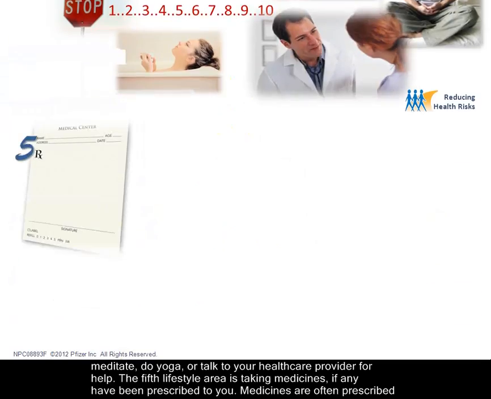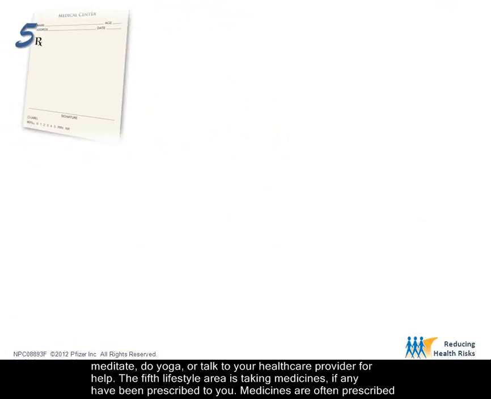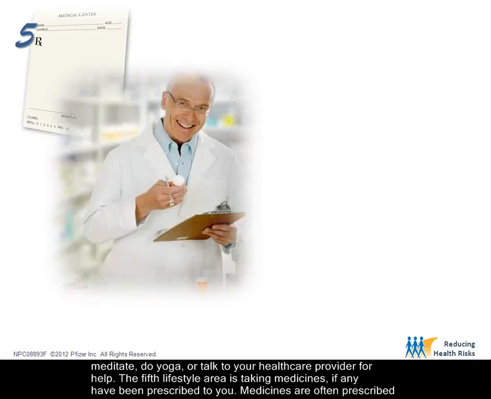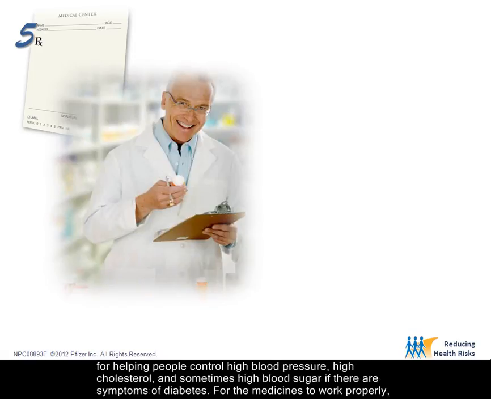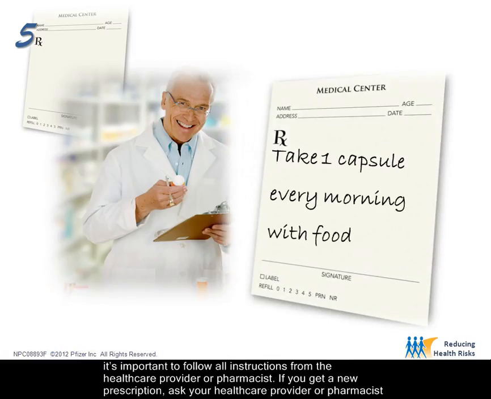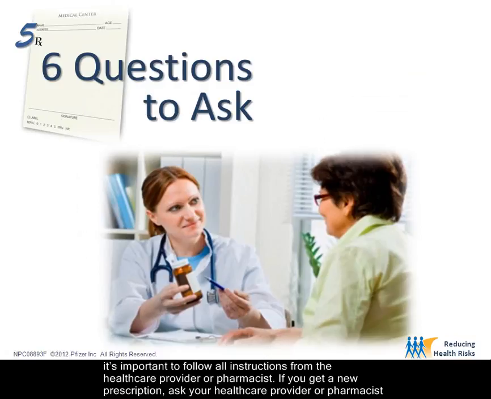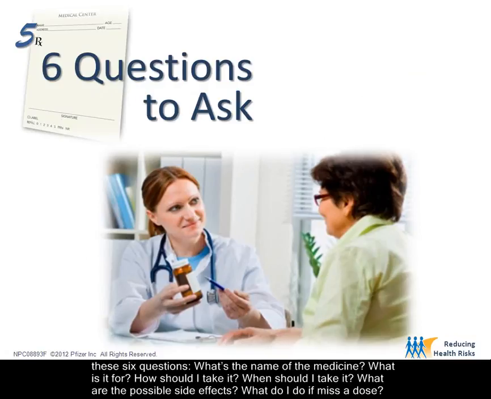The fifth lifestyle area is taking medicines, if any have been prescribed to you. Medicines are often prescribed for helping people control high blood pressure, high cholesterol, and sometimes high blood sugar if there are symptoms of diabetes. For the medicines to work properly, it's important to follow all instructions from the healthcare provider or pharmacist. If you get a new prescription, ask your healthcare provider or pharmacist these 6 questions.